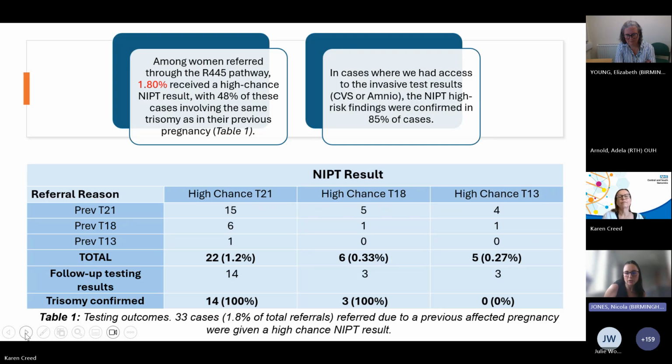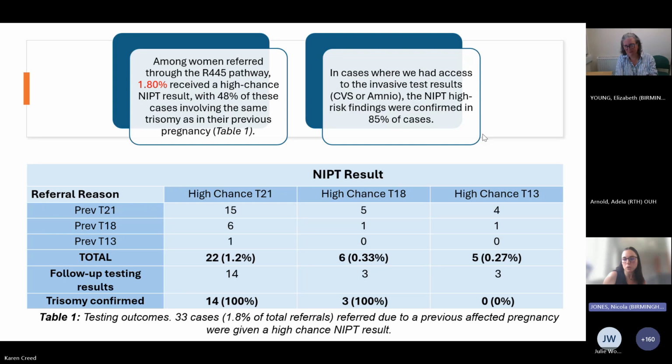Where we did have access to follow-up test results, you can see that for the women that received a high chance trisomy 21 and a high chance trisomy 18, the invasive test confirmed this in 100% of cases. Whereas, as you can see, with those women that had a high chance trisomy 13 result, the invasive test had a discordant result with the high chance NIPT result.